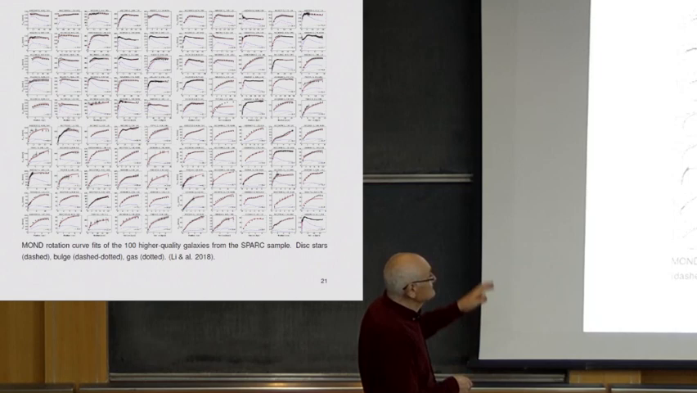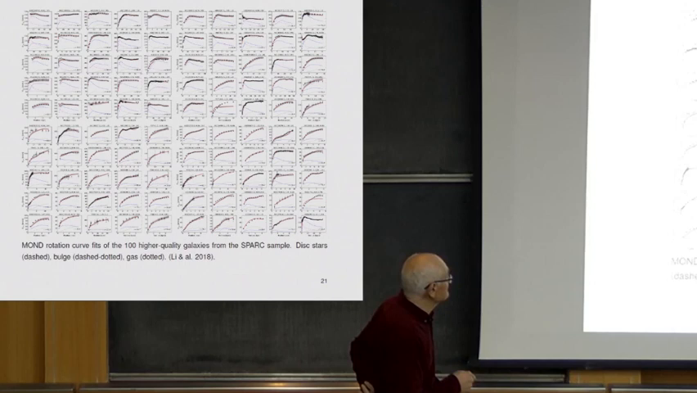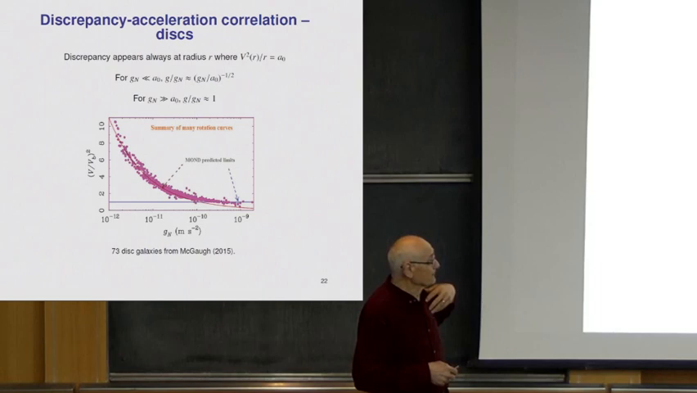This is just some very recent analysis of actually over 200 galaxies, but I'm just showing the... So they have marks of quality, and these are essentially the 100 higher quality cases. This is, in a sense, a summary of those rotation curves.